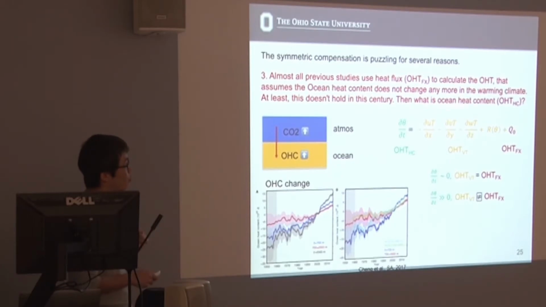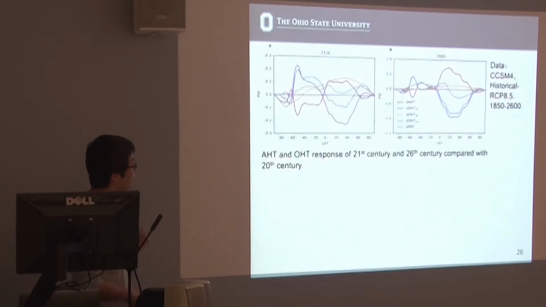So what is the ocean heat content related heat transport, and what is the role of this? To try to understand these questions, we use a simulation from CCSM4, which was forced by the historical and RCP 8.5 forcings, and it was run from the pre-industrial to the end of the 26th century.